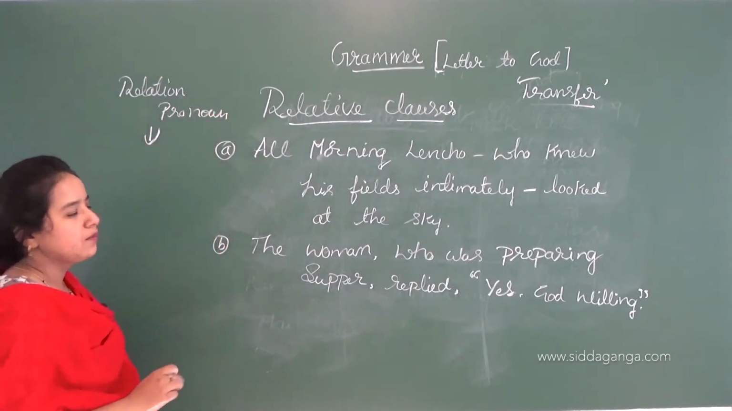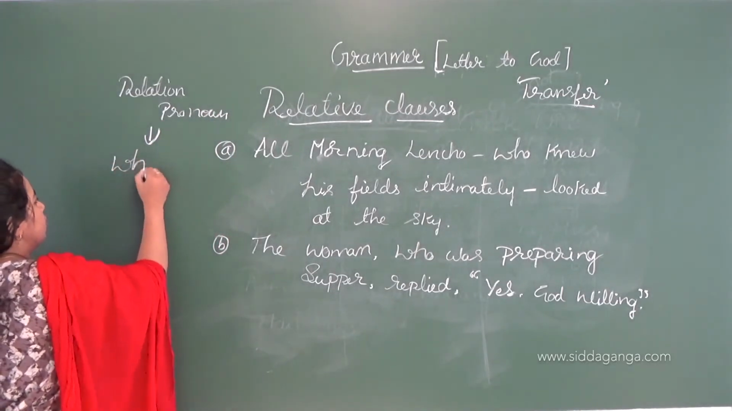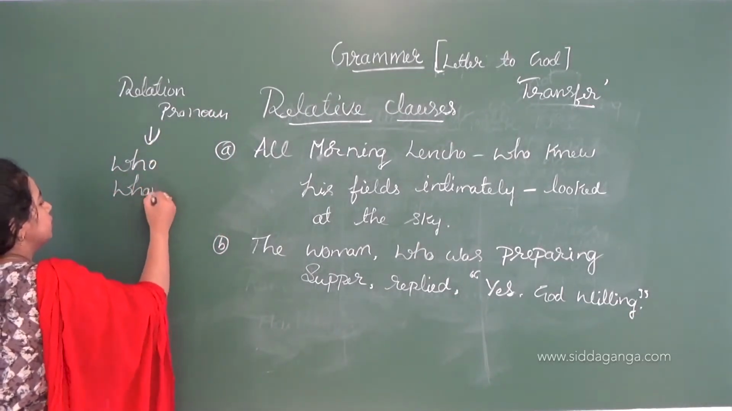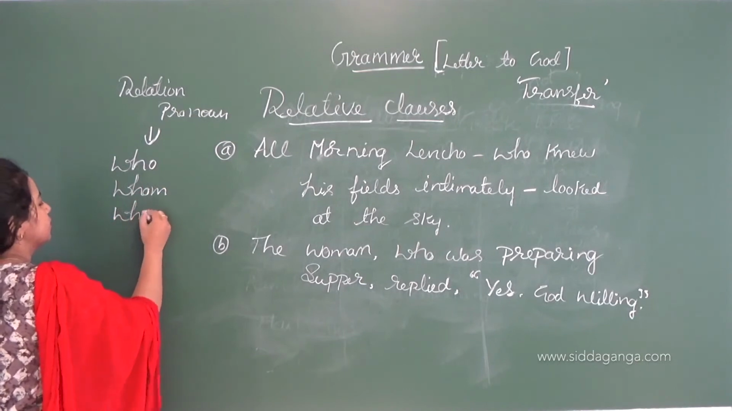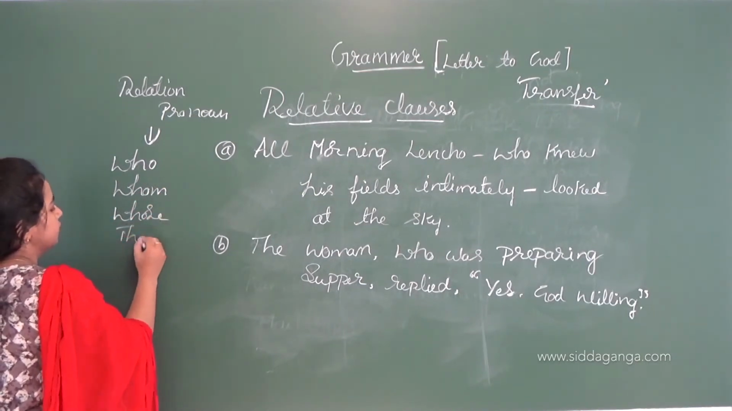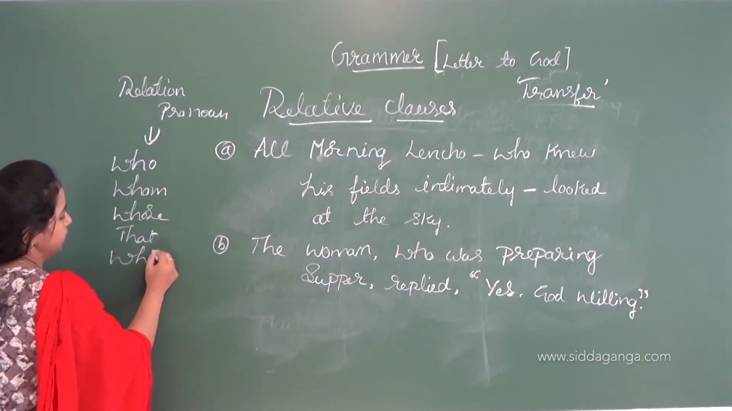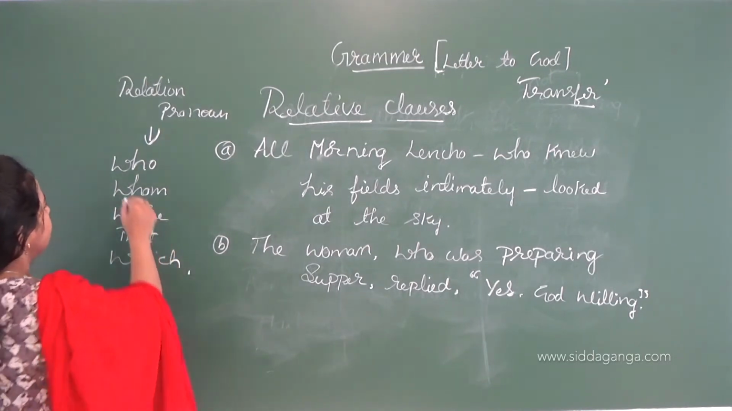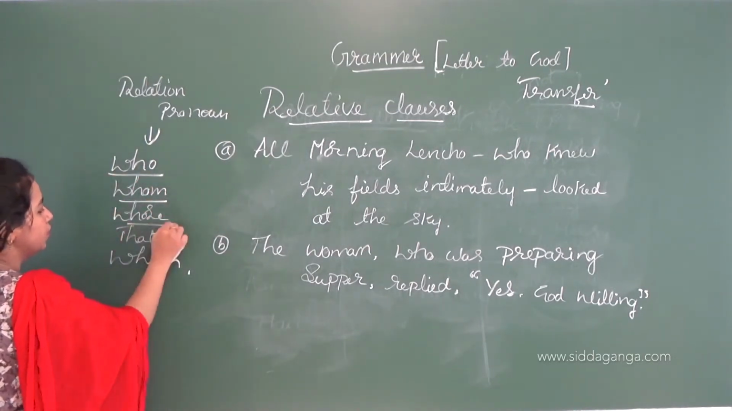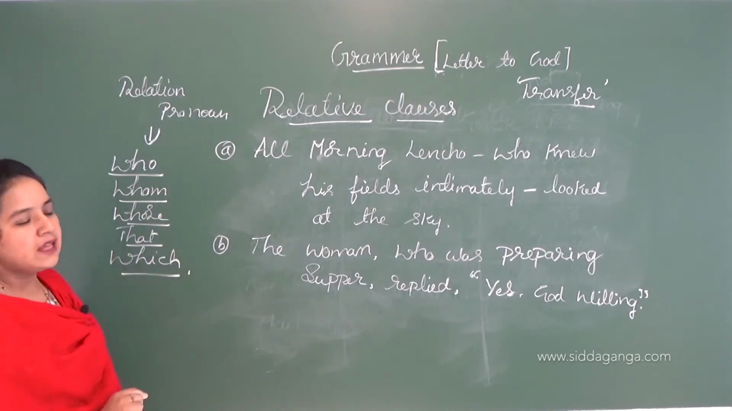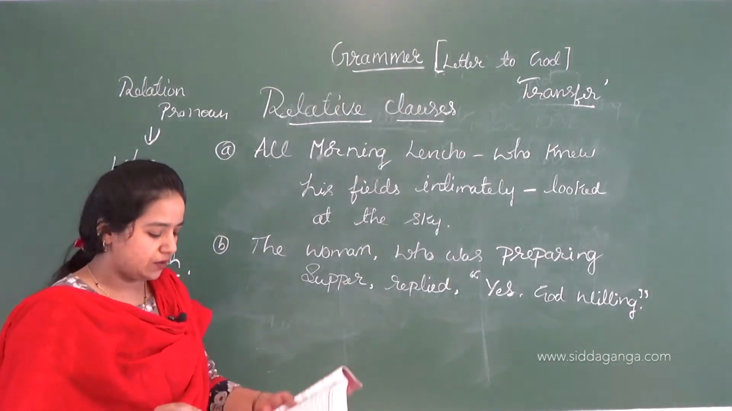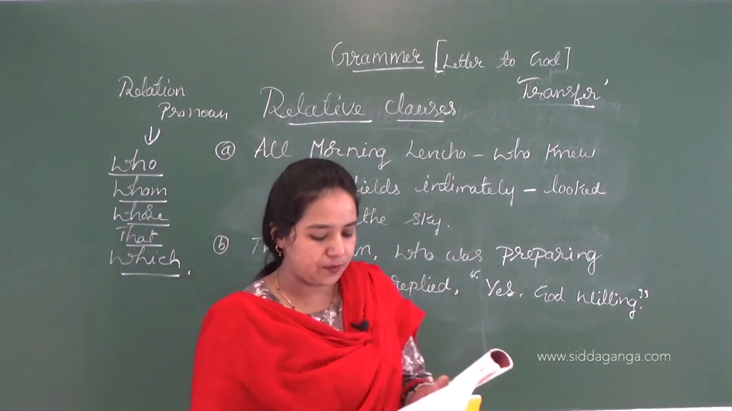Relative pronouns are nothing but who, whom, whose, that, which. So, who, whom, whose, that and which. These are called relative pronouns.